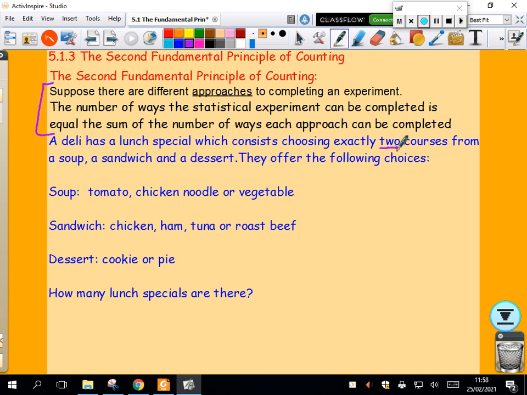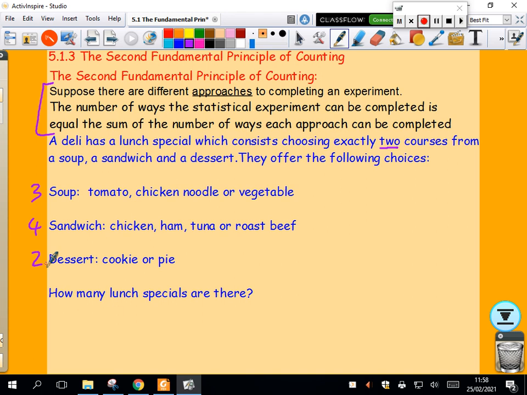dessert. They offer the following choices: soup, tomato, chicken, noodle or vegetable, which is 3 choices of soup. Sandwich: chicken, ham, tuna or roast beef, there's 4 choices of sandwich. Dessert: you can choose a cookie or a pie, 2 choices for dessert. How many lunch specials are there?